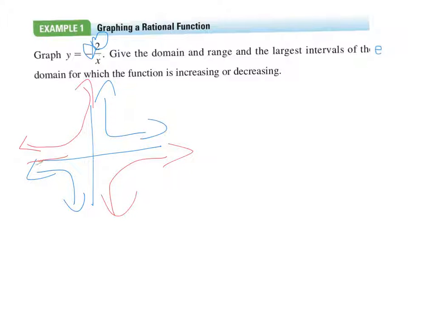Since we haven't shifted it left or right any, the asymptotes are still going to be at the axes, x and y. The 2 just means it's going to be stretched out a little bit more. It's going to increase at a faster rate. So here's a nice picture of what the graph should look like.